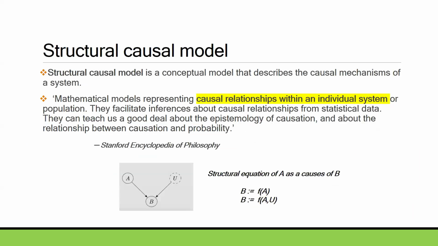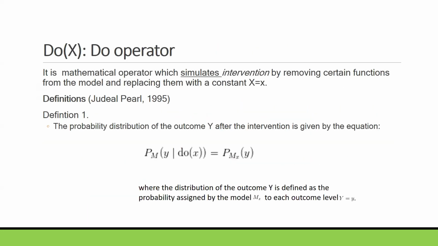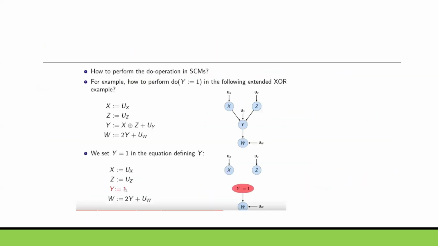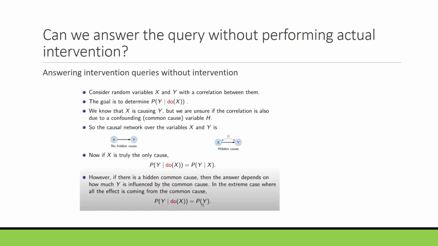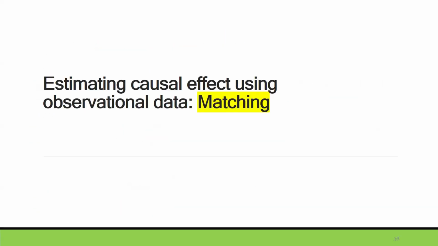Okay, in addition to what we have about DAG, now I'm moving to how we estimate the effect of diabetes on depression. That is one of the techniques called matching.